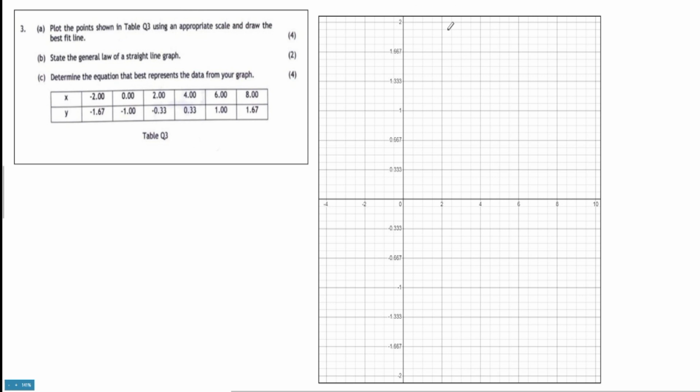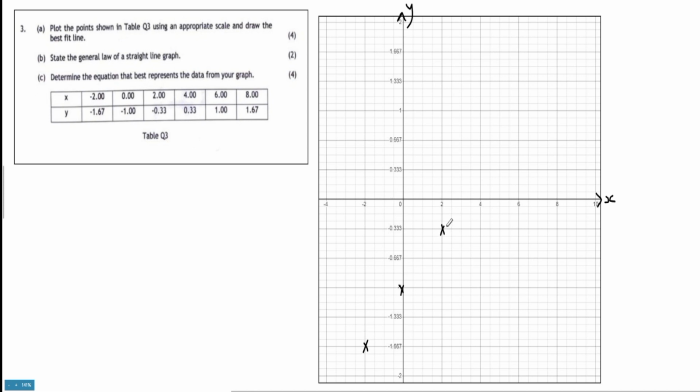Plot the points. Of course, you have to label this out with the x-axis, and this is the y-axis. Then let's plot the points at -2, -0.17. Oh, it's very easy on my graph now. I've got everything labeled up. 0, -1, and then 2, -0.3. Oh, fantastic.